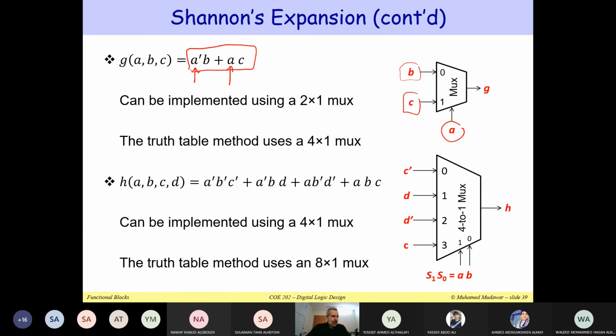But sometimes the expression is not really given to us, so you have to use the Shannon expansion to obtain the expression and then to implement it using a multiplexer. So not always we will have one 2-by-1 multiplexer. It depends, of course, on the expression. Sometimes the expression is simple enough, and you can implement it using a small multiplexer. Sometimes the expression is not really small, and you have to use a larger multiplexer to implement it.